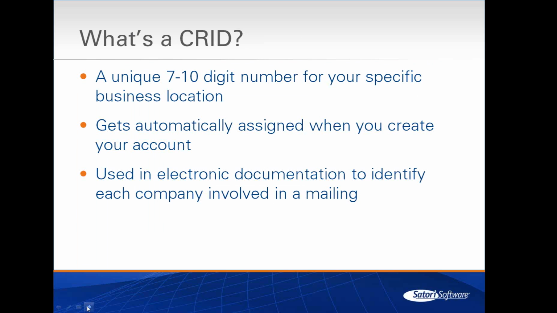And basically that CRID identifies your company's location to the post office. So if you have many business locations, you would have many CRIDs. Now the nice thing with this new Business Customer Gateway account is you can actually get that CRID as soon as you create that account, so you don't have to go in and request it. And basically what the CRID does is it identifies your company to the post office every time you're submitting a mailing using electronic documentation.